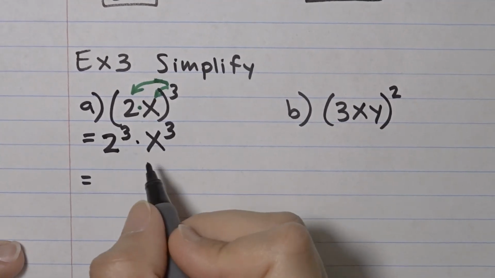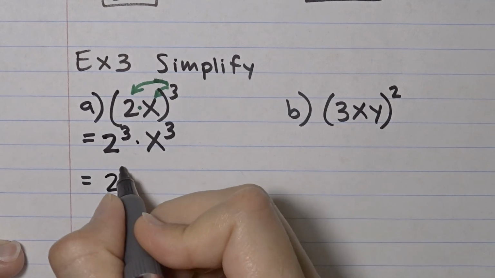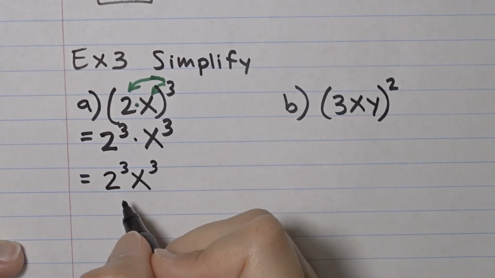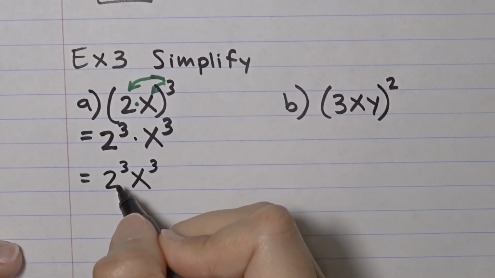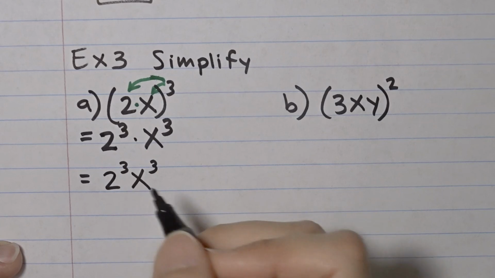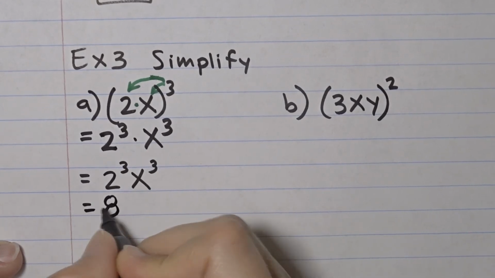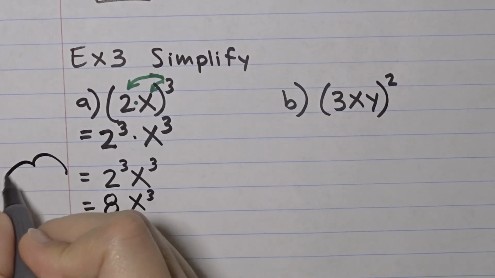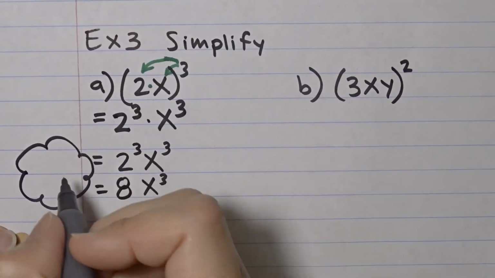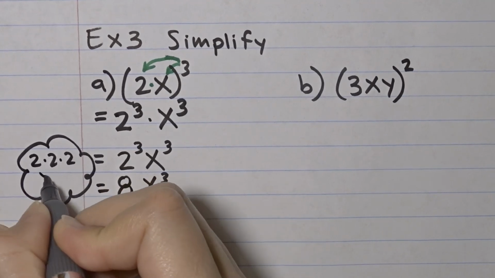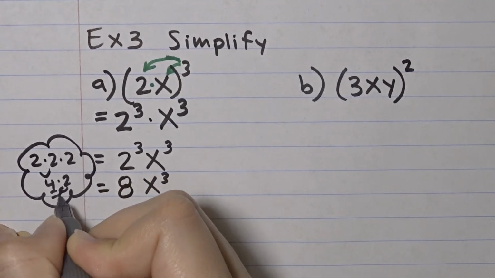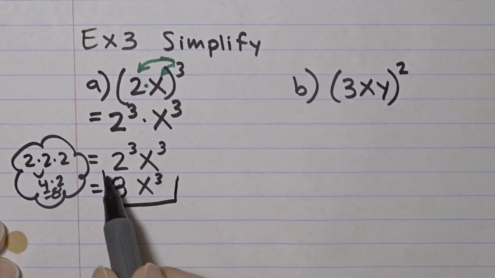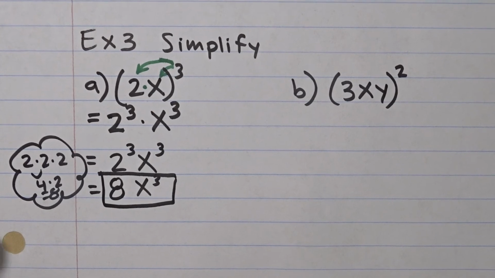And then when we're doing this, we don't really need the dot, so it'll just be 2 to the third, x to the third. And if you want, you can put 2 times 2 times 2, which is 8, x to the third. That would be 4 times 2 equals 8. All right, so that's the simplified version of that one. That's a 3.